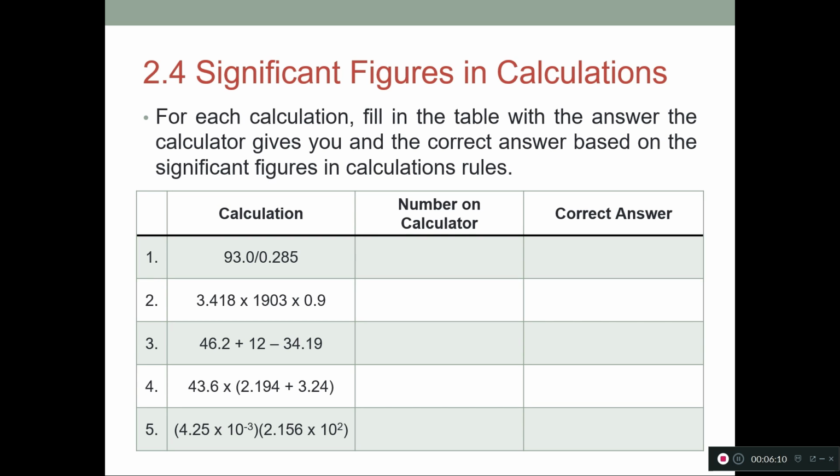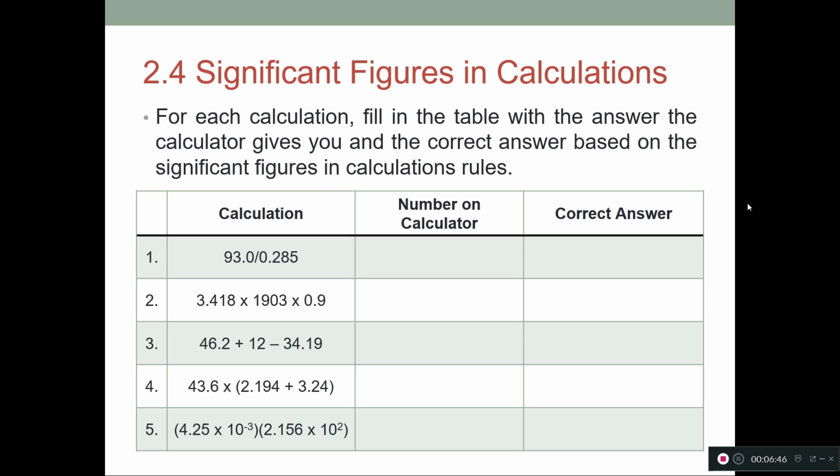Again, I would encourage you to pause the video, look through these on your own, and try to come up with the answers on your own before you watch the rest of the video, where I am going to go through how to do these. So what you want to do for each of these is actually put these numbers into your calculator, and then in the second column, write down what the answer is on the calculator. Then in this last column, write down what the correct answer would be after applying our rules for significant figures. So I'll let you pause this and work through it on your own.